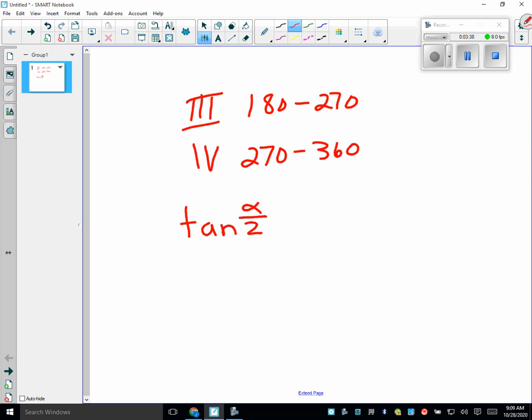The next column, what is the quadrant for alpha over 2? 1. So is tangent still positive? All right? Then the third one, now what quadrant am I in? 2. Is tangent positive or negative in quadrant 2? Negative. And what's the last one going to be? Negative. Okay? That's all it was asking, just to make you think where you are on the quadrant.